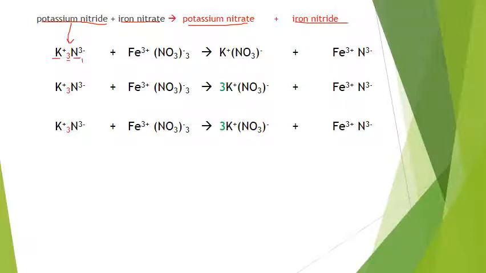Potassium nitride is K+, N3-, crisscross charge: you've got 3 here and a 1 here, or leave off the 1. Iron nitrate is Fe3+, nitrate is NO3-. Crisscross charges so that you have a 3 and a 1, or like I said, you leave off the 1, so it's Fe(NO3)3. Leave the charges on. Potassium nitrate is K+ NO3-. You can take the parentheses off or leave them on. And then the iron nitride is Fe3+ N3-, and both have the same charge, so no subscript. This is your initial equation.